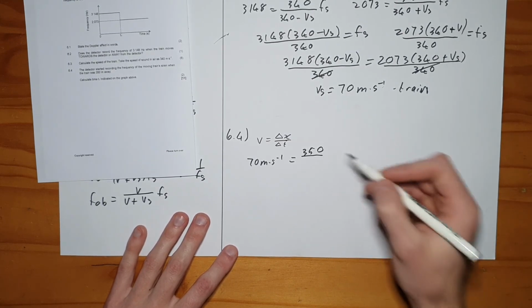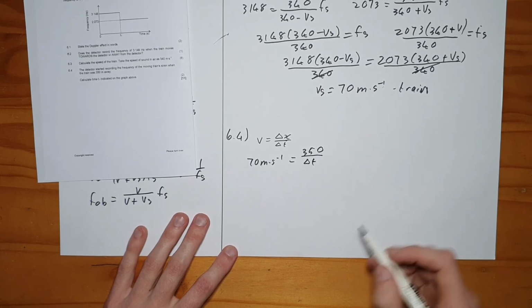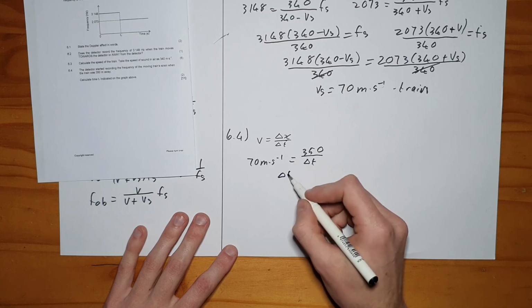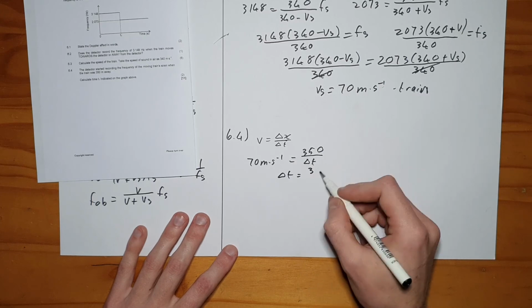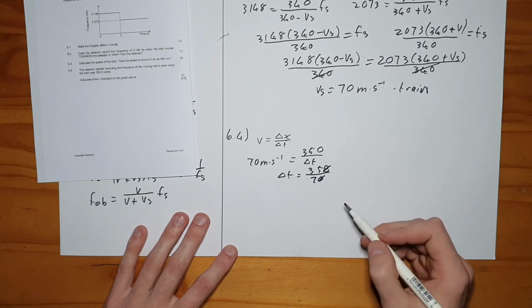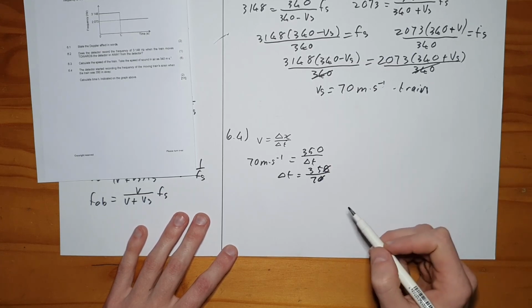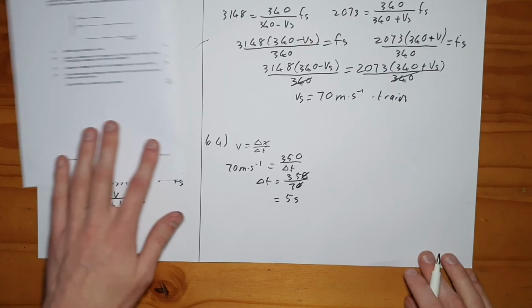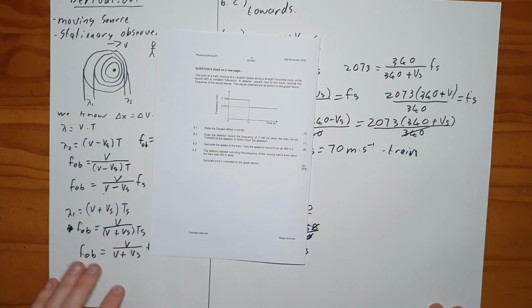And we need the time taken. So we take time across, we bring the 70 over. So delta t equals 350 divided by 70. Let's see, the zeros cancel out. 35 divided by 7 is going to equal 5 seconds. And that's how we go about doing the Doppler effect.